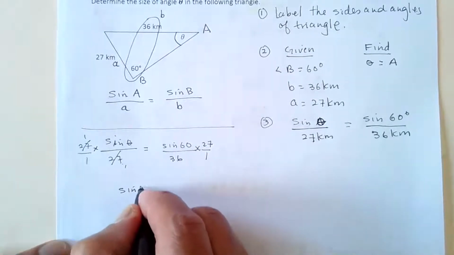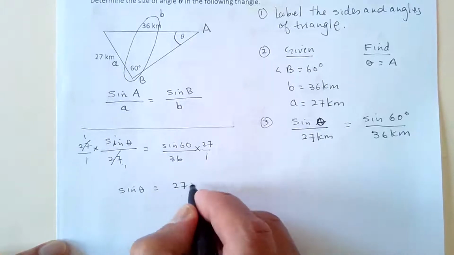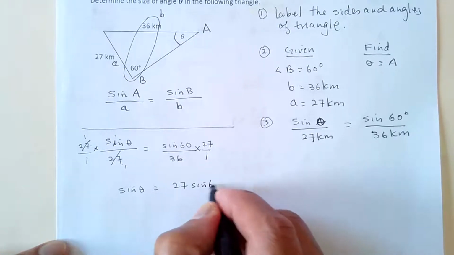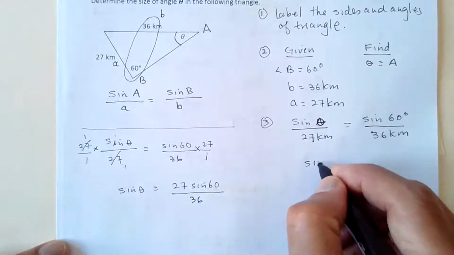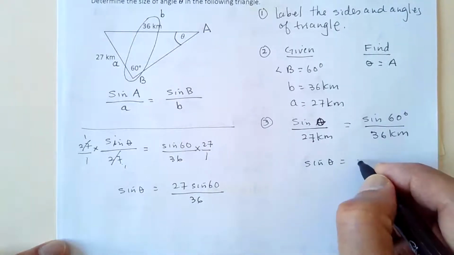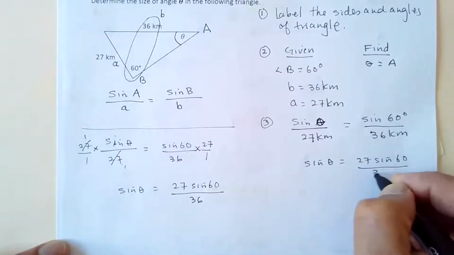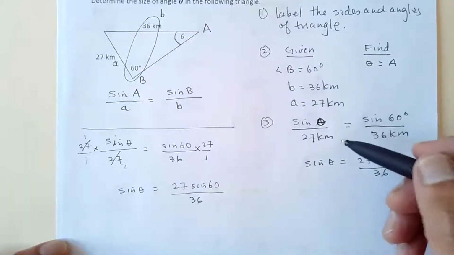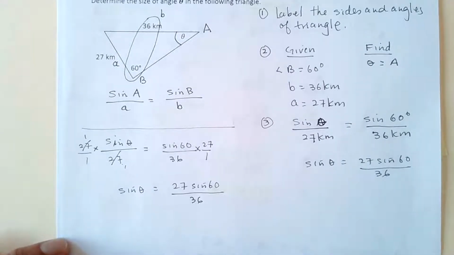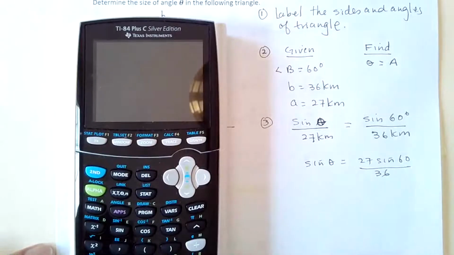So I have sine theta is equal to, now we could write 27 in front of the sine 60. So now we'll use our calculator. So I'm going to go to my calculator here.